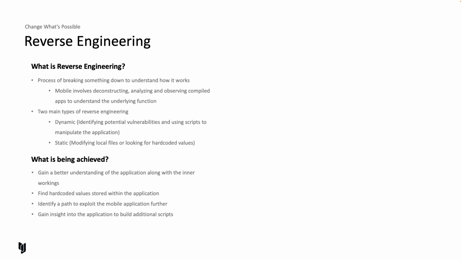So what is being achieved? We talked about this already, but it's really gaining a better understanding of the application, how it's working, how things are running, how it's processing your data. Looking for those hard-coded values, finding a path to exploit the application, and gaining further insight to build additional scripts beyond the ones you get offline or wherever that are already built. You want to build some custom ones, especially for applications that have been tested multiple times, where it can be harder to find vulnerabilities.